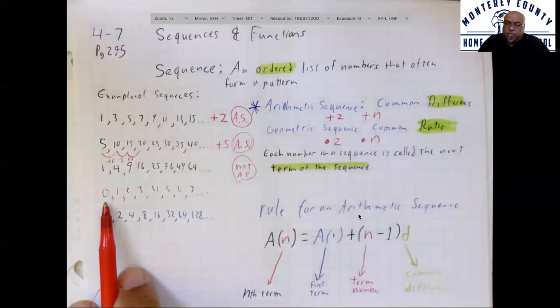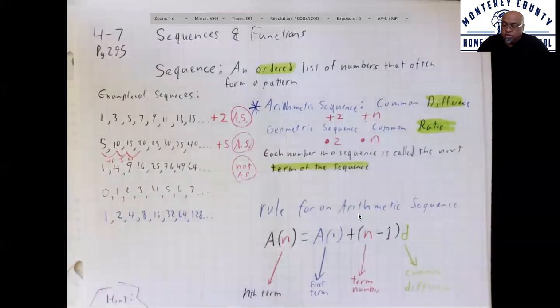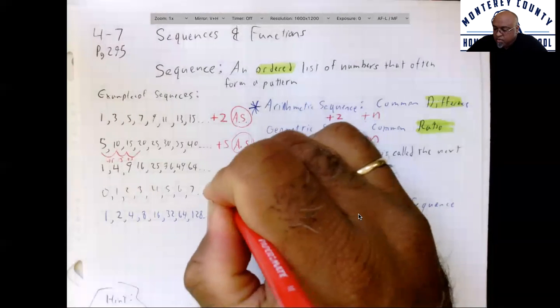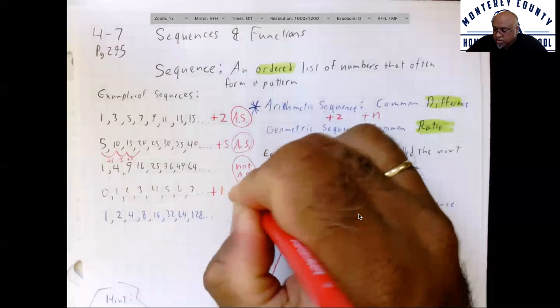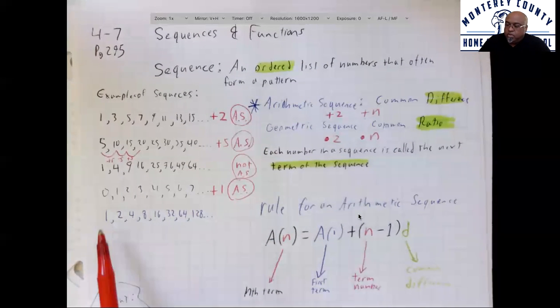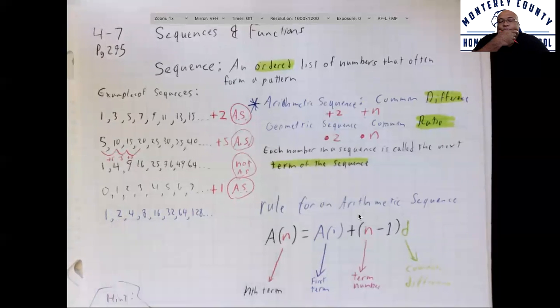So let's look at this sequence. 0, 1, 2, 3, 4, 5, 6, 7. Yep, you guessed that the next number should be 8. So to get this one, I just add 1. So yes, it is an arithmetic sequence. Okay. Now let's take a look at the next one. 1 plus 1 is 2. 2 plus 1 is not 4, but 2 plus 2 is. Okay, that one's not looking like it's an arithmetic sequence.